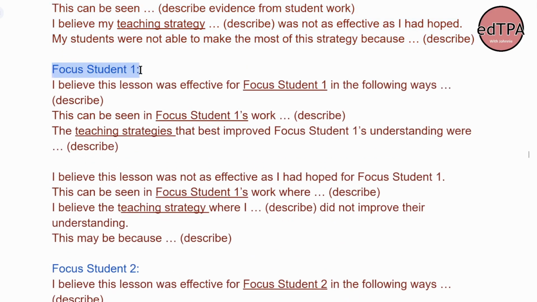Let's consider Focus Student 1. I believe this lesson was effective for Focus Student 1 in the following ways. You can see using the word effective. This can be seen in Focus Student 1's work, so evidence. The teaching strategies that best improved Focus Student 1's understanding were, so you're taking credit for what's working in your teaching, what was effective in your teaching. And you do the parallel now.